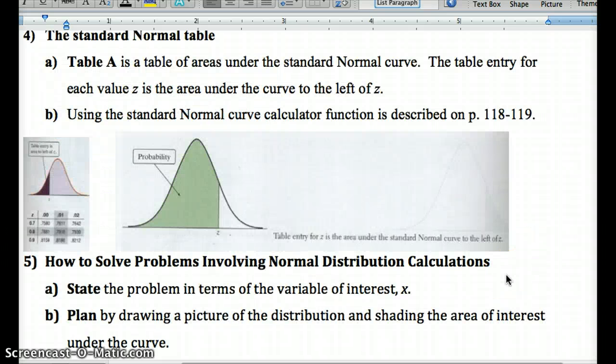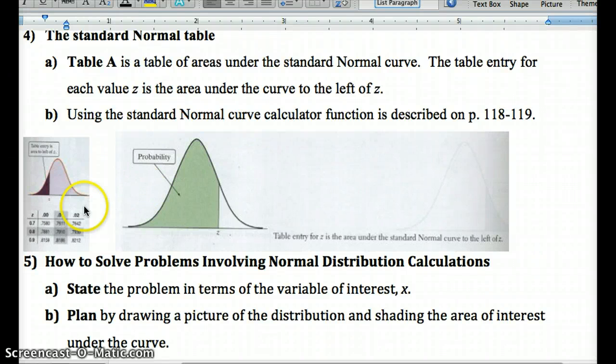So after this little section, I'm going to ask you to pause again to look in the back of your book. In fact, pause right now, open to the back of your book where you find Table A, and take a look at it, and then start the video again. Table A is areas under the standard normal curve, and the table entry for each z value is the area under the curve to the left of z.